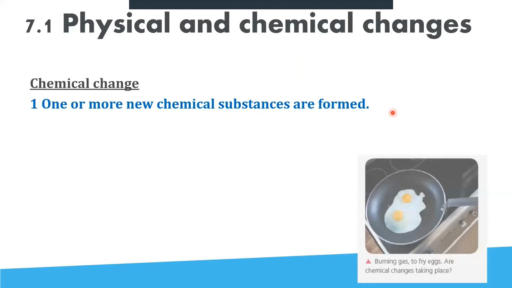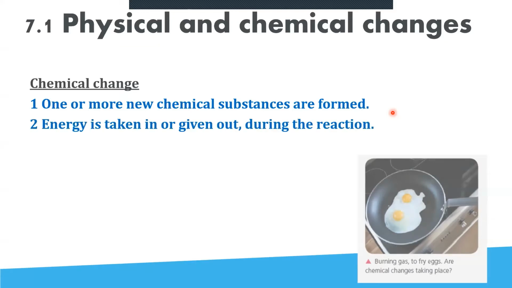So it's a chemical change. In a chemical change, always remember three things happen. One or more new chemical substances are formed as a product. Energy is taken in or given out during the reaction, which means it will be either exothermic or endothermic.